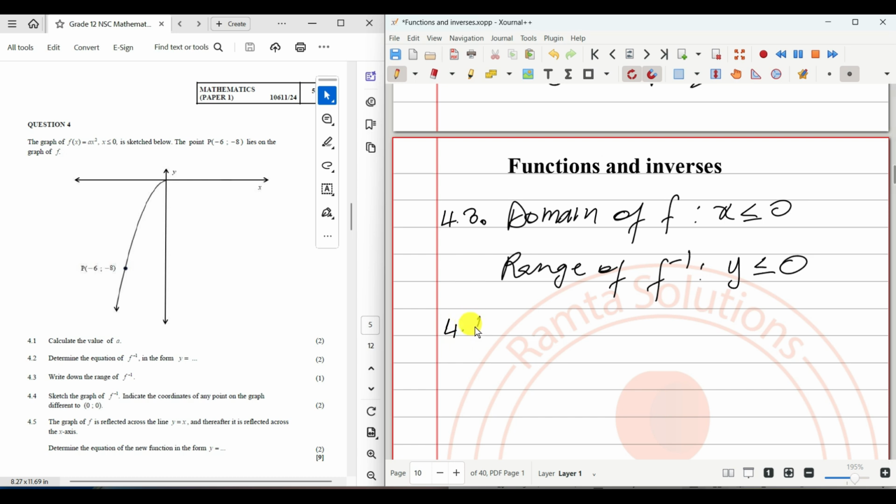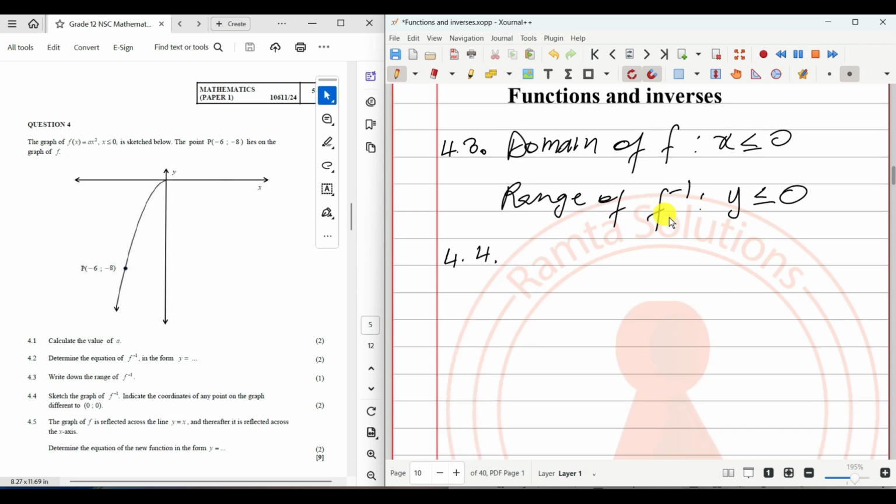Now 4.4: sketch the graph of the inverse of f. Indicate the coordinates of any point on the graph different to 0 and 0. Okay, perfect. So it'll be like this. Another point that we're going to use will be point P prime, which will be -8 and -6.